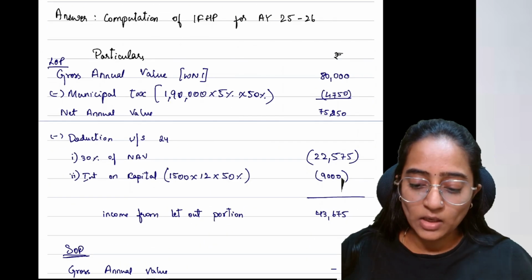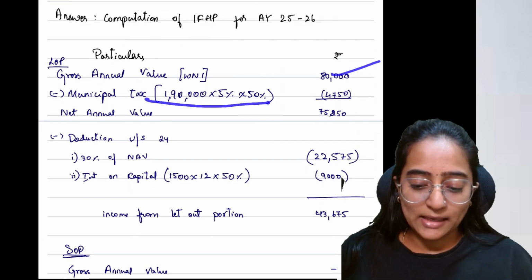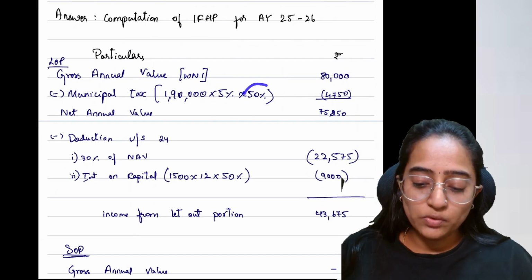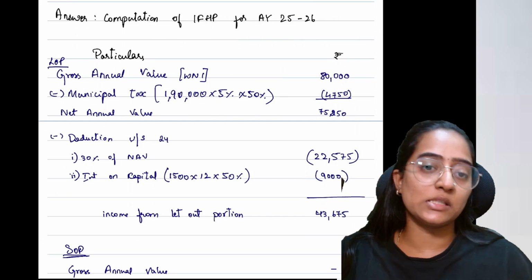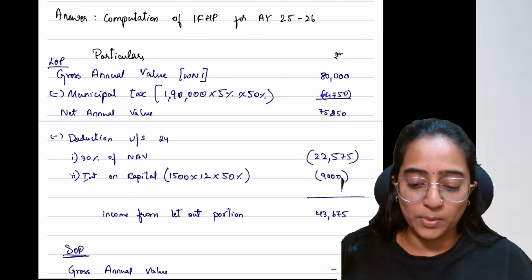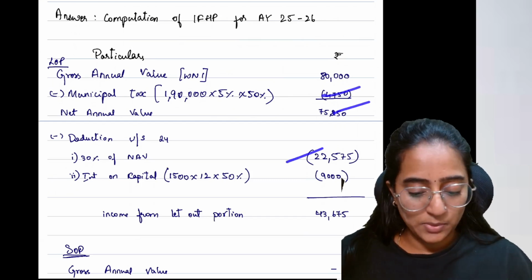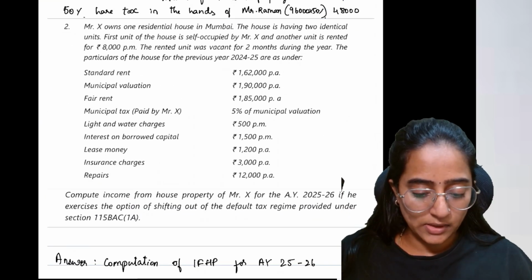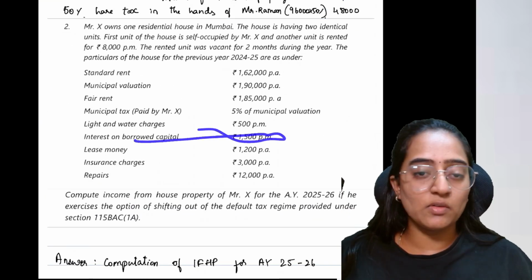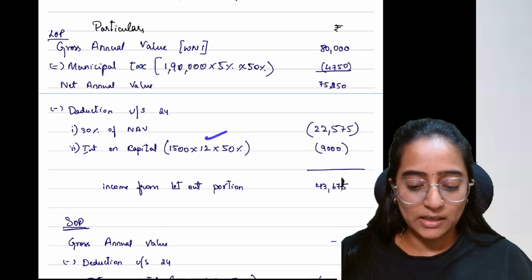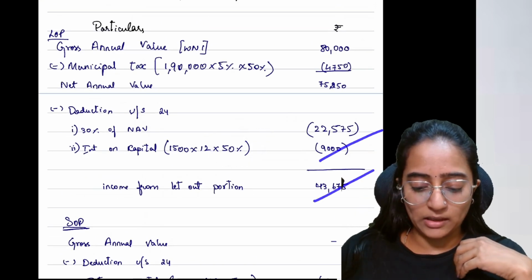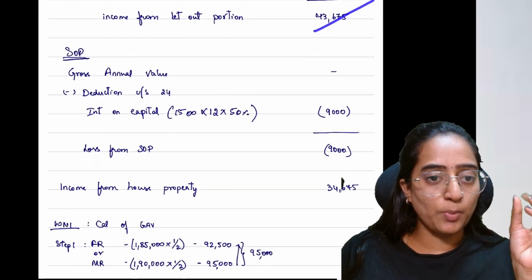Okay, so 80,000 I considered. Municipal taxes, consider 5% of your municipal value and into 50%. Why? Because half is SOP and half is LOP property. For LOP property you have taken NAV, and 30% standard deduction. Interest on capital is given in the question. Interest on borrowed capital, 1,500 per month you have taken, and 50% is relating to SOP and 50% to LOP. You have taken it and considered it in income from LOP property.